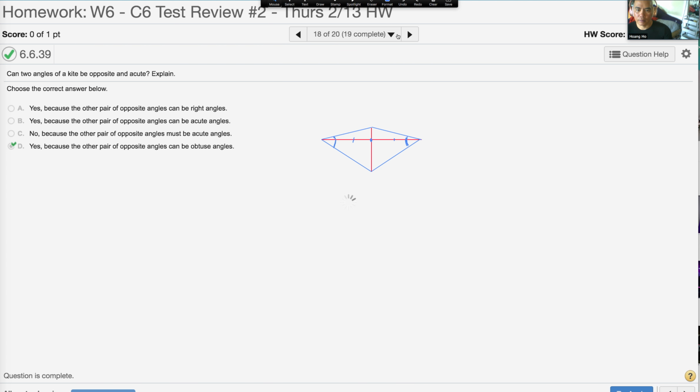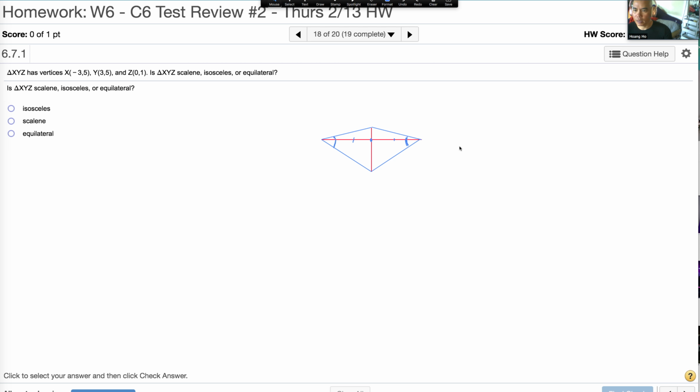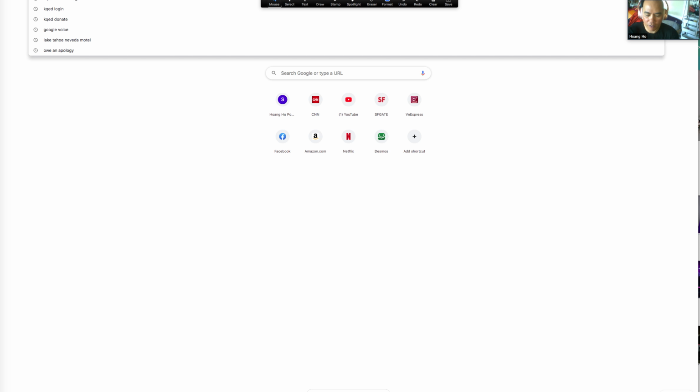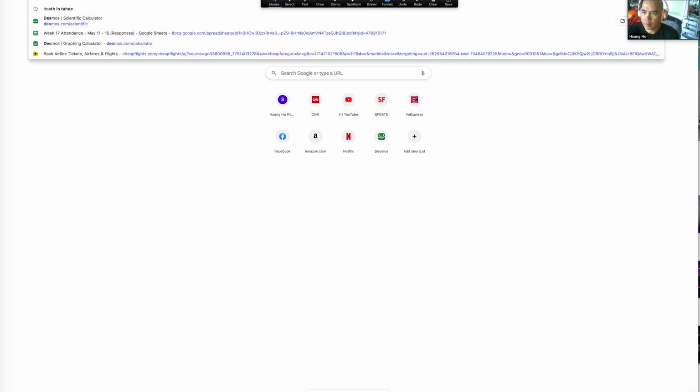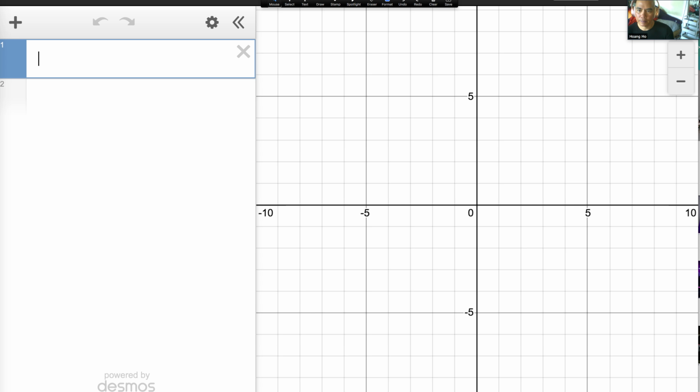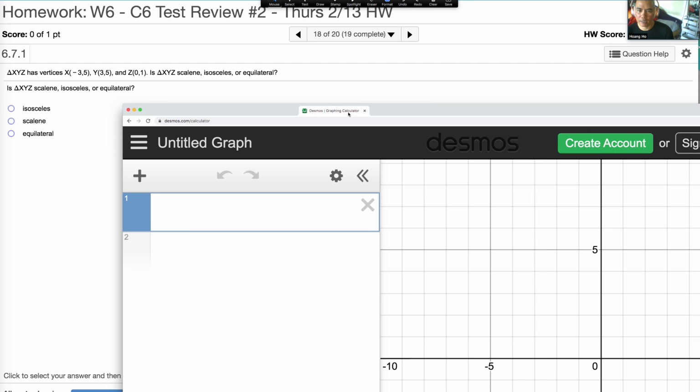Alright, here we go. Question 18. They give you the triangle, they give you 3 points and ask you if the triangle is scalene, isosceles, or equilateral. Okay, so I would use a decimal calculator, or you can use roughing paper. Okay, so let's move on the side here for a second.